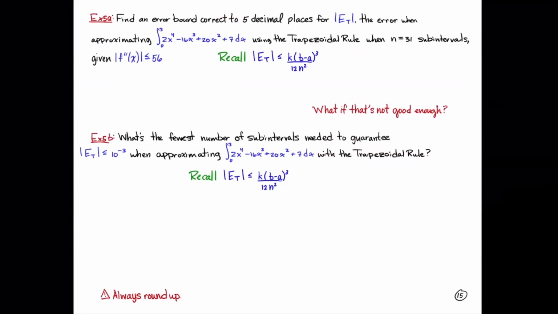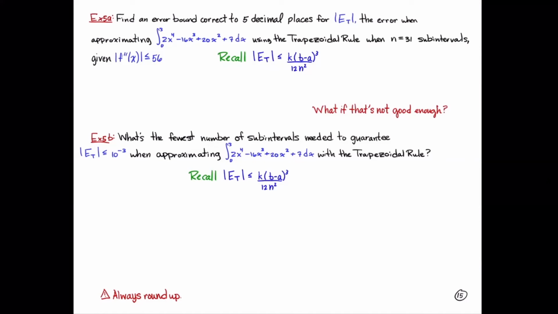Let's find an error bound. And in this case, when we're finding error bounds, I will always specify how many decimal places to go to. So here we want to go to 5 decimal places. When we are approximating the integral from 0 to 3 of 2x to the 4th minus 16x cubed plus 20x squared plus 7, we're going to use the trapezoidal rule when n is 31. And we're given that the absolute value of the second derivative is less than or equal to 56.